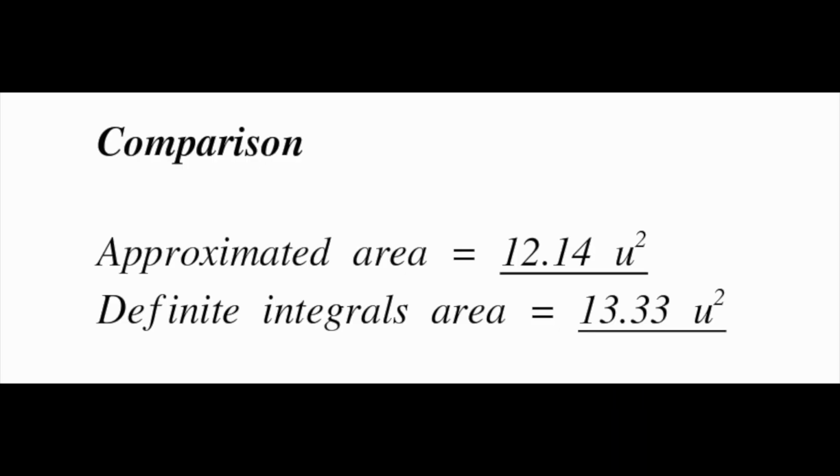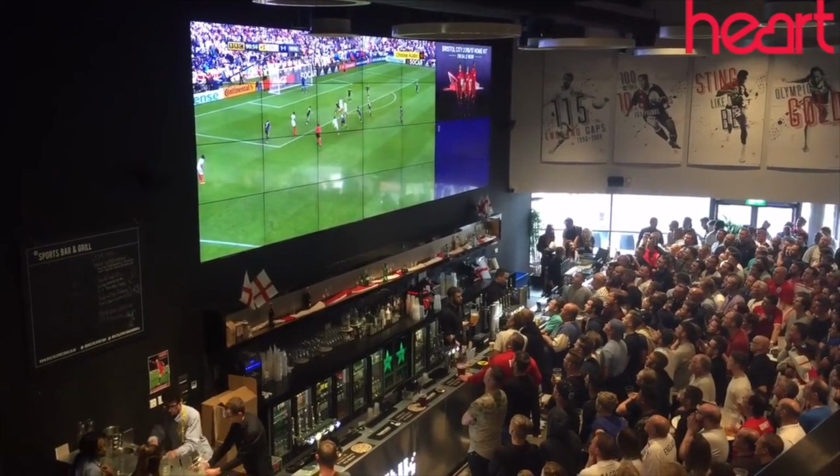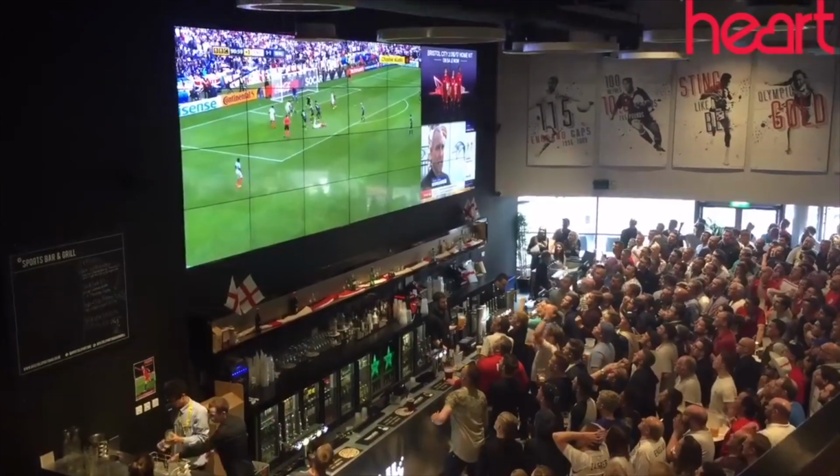In conclusion, we got that the result of our approximated area, that was our actual problem, was 12.14 units squared. And in our verification using definite integrals, the area was 13.33 units squared. So if we compare both areas, we got that the result is very similar. And remember that our problem was to get the approximated area, so we can conclude that our problem was successful as our result.